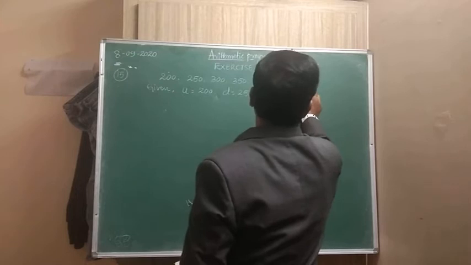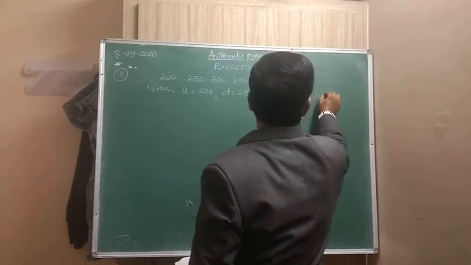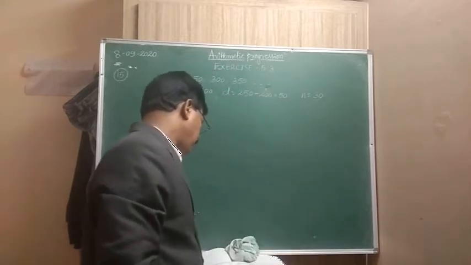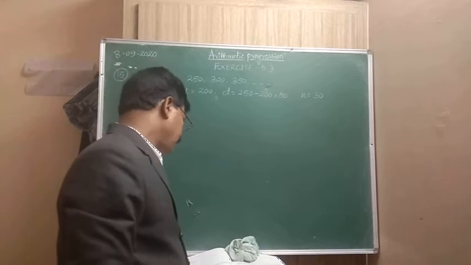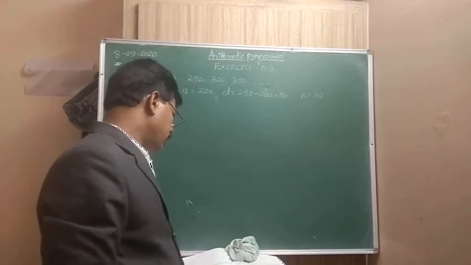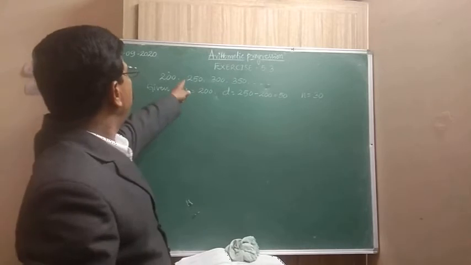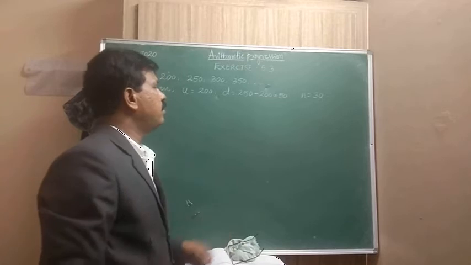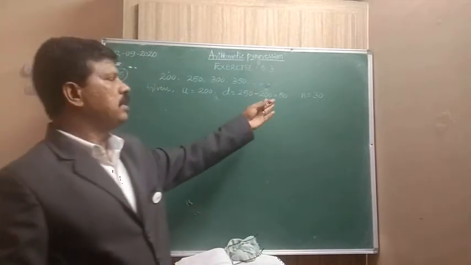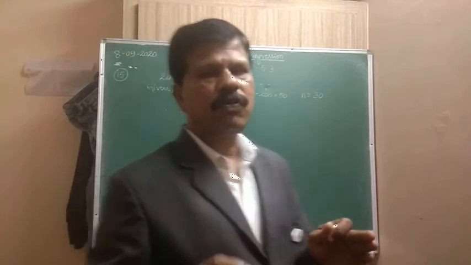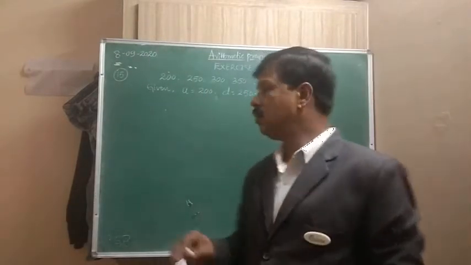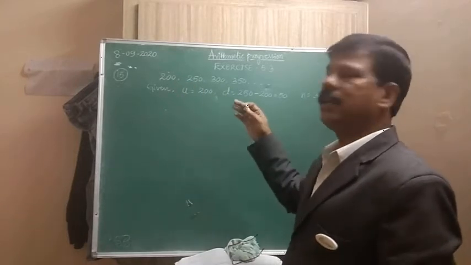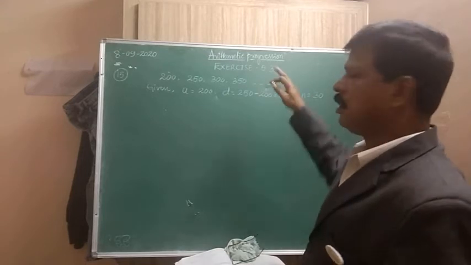Then n, how many days delayed? 30 days. How much money the contractor has to pay as penalty if he has delayed the work by 30 days? Starting from 200, you should go on like this: 200, 250, 300, 350, etc. So this is the sum of an arithmetic series. So we have to add 200, 250, 300, 350, like that. So this is the given.